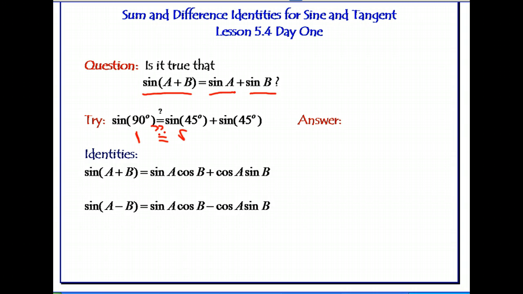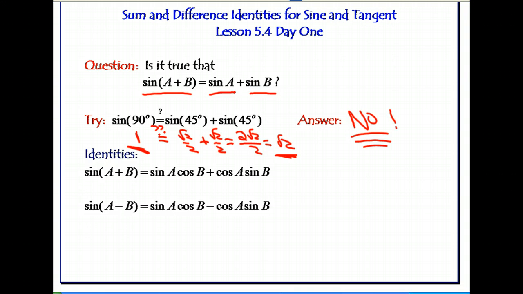The sine of 45 is the square root of 2 over 2. The sine of 45 is the square root of 2 over 2. If you add up the square root of 2 over 2 and the square root of 2 over 2, you get 2 square roots of 2 over 2, or square root of 2. So is 1 the same thing as the square root of 2? And no big surprise if you remember 5.3. The answer is no. You can't just add up the trig functions. So the sine of 10 and the sine of 20, they don't add up to the sine of 30.